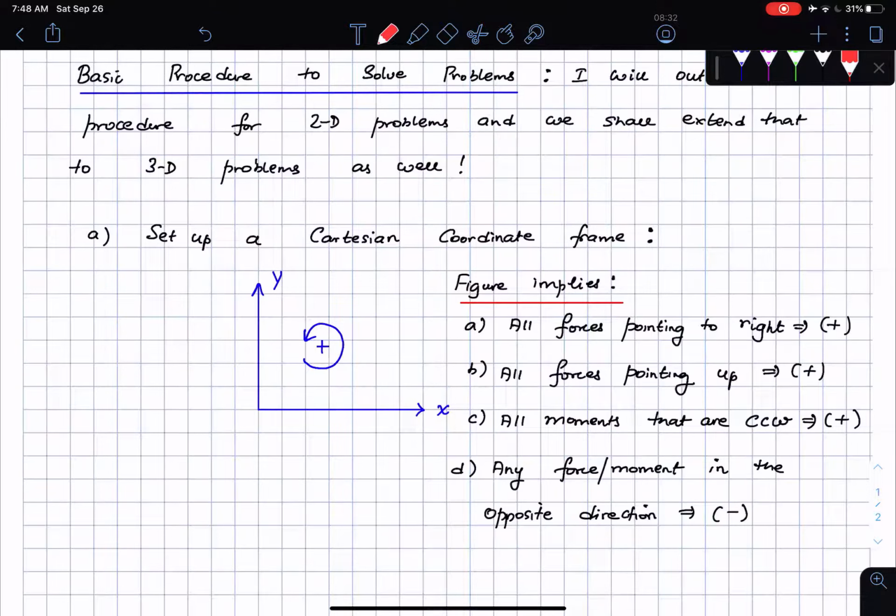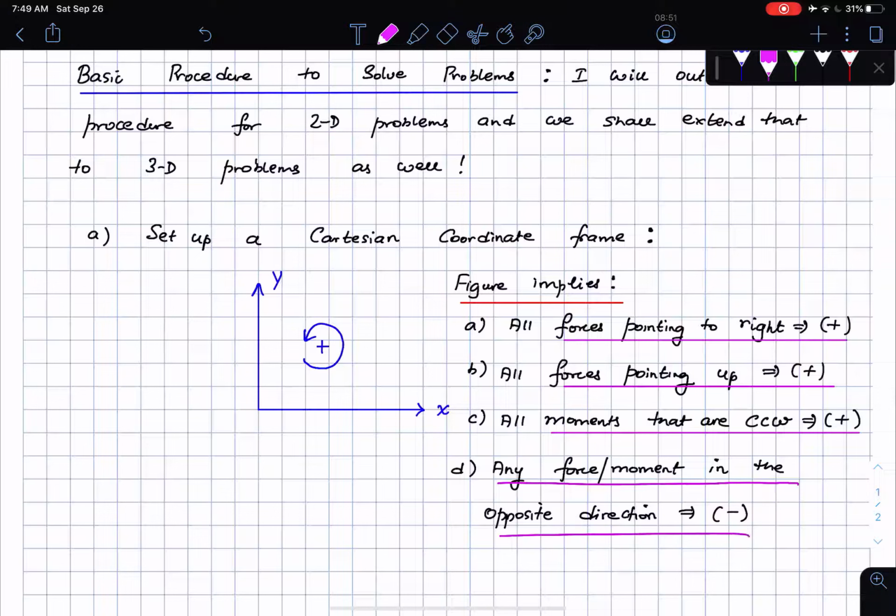Okay, so the things that are shown here is all the forces pointing to the right are positive, which means pointing in the positive x-axis. All the forces pointing in the positive y-axis are positive. All the moments that are counterclockwise are positive, and any force or moment that is in the opposite direction will be taken as negative.